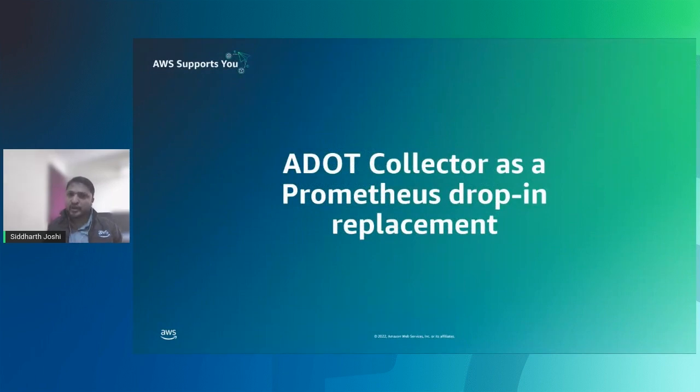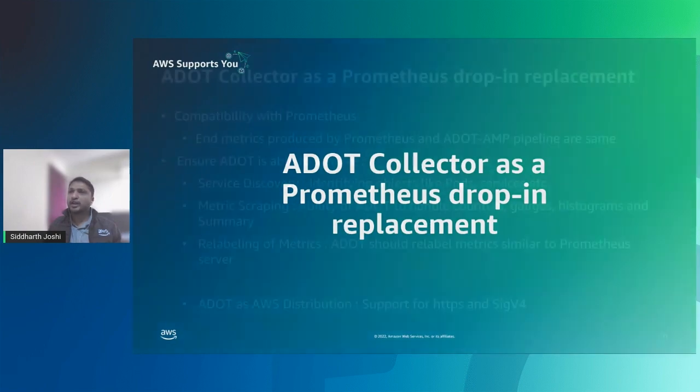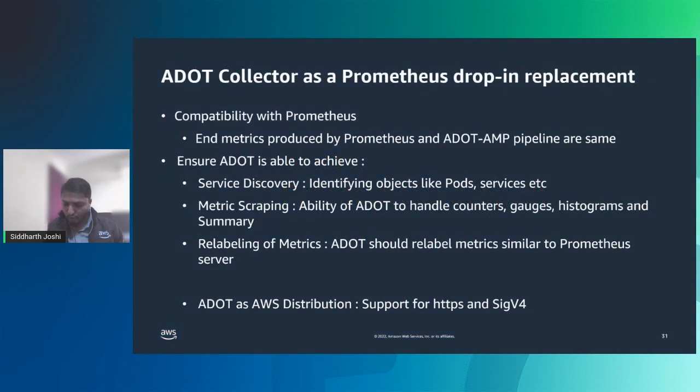Now, let's look at the Prometheus receiver and Prometheus remote write exporter of the ADOT. The Prometheus receiver gives us compatibility with Prometheus. It has the capability to scrape metrics in the same way the Prometheus server does. It can also do service discovery and metrics relabeling. But it does not have a storage like the Prometheus server does, so it needs a place to send those metrics.